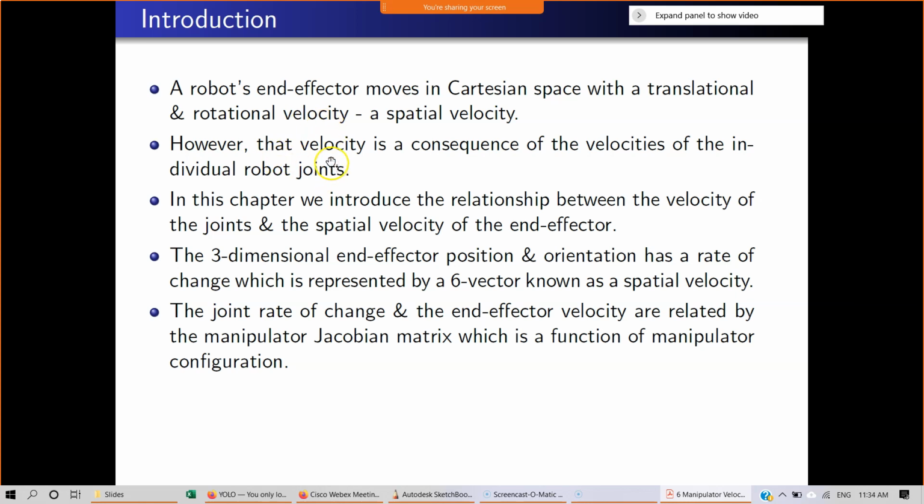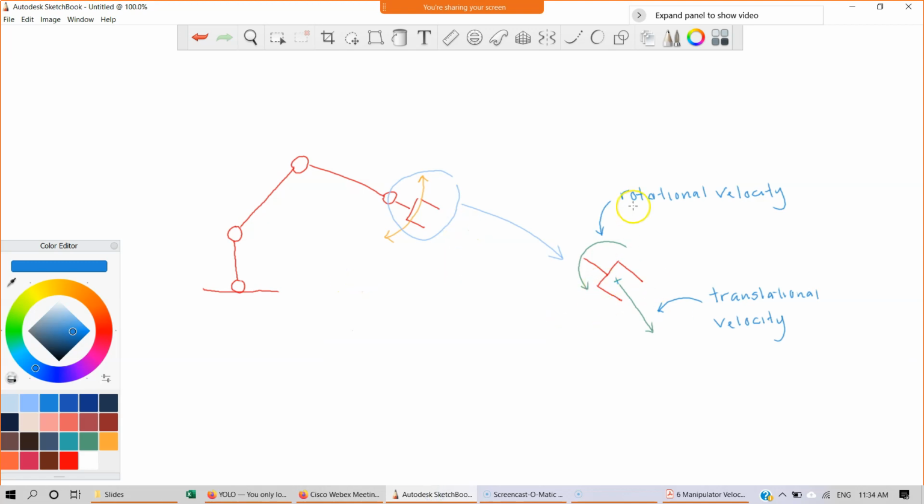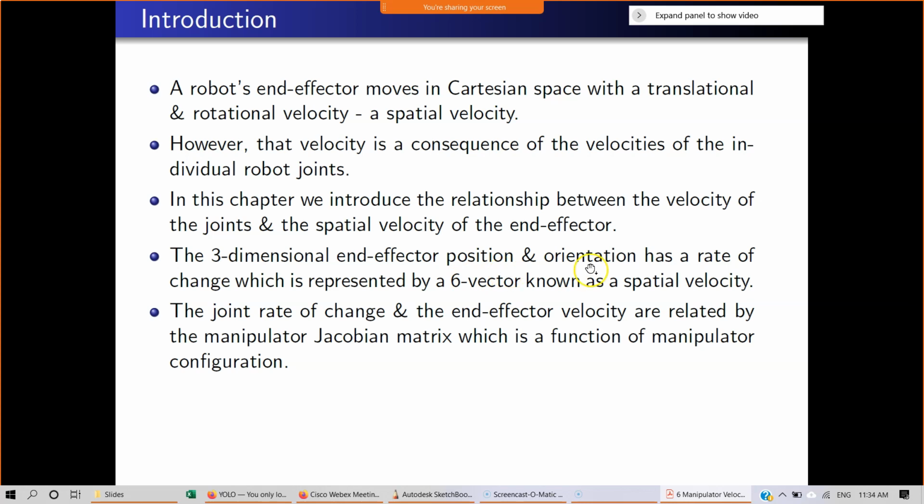However, the velocity is a consequence of the velocities of the individual robot joints. Indeed, this spatial velocity of the end effector is caused by the individual motion of the joints. Remember in our trajectory lesson, we designed the trajectory for individual joints, but the effect of that is your end effector moves from the initial pose to the final pose. So the three-dimensional end effector position and orientation has a rate of change which is represented by a 6 vector known as spatial velocity. I will explain this again in detail later.